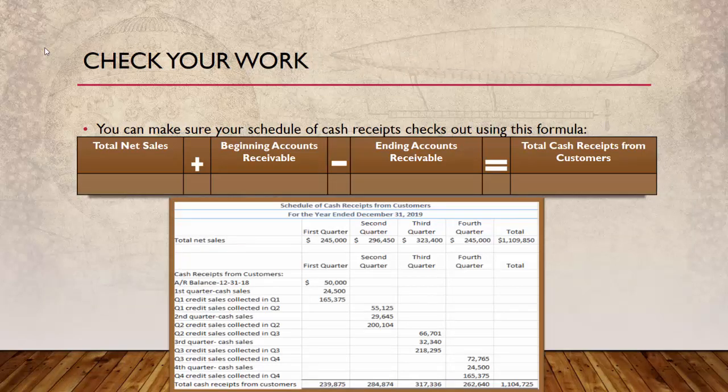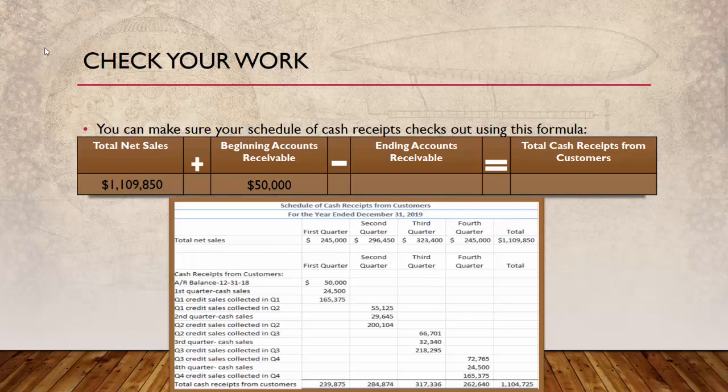We can use our schedule of cash receipts to check our work. What we're going to do is start with our total net sales, which for the year was $1,109,850. We are going to add to that our beginning accounts receivable, which you can find as the first number under the first quarter column, which was $50,000.